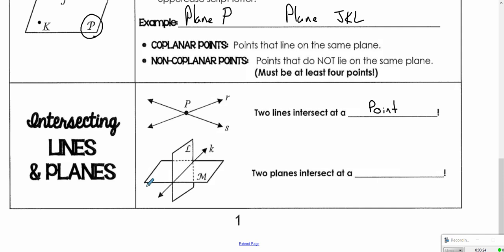When 2 planes intersect, so 2 flat surfaces like the ceiling and the wall in front of you, right? That corner of that room is a line, right? It's a line going across. The wall and the floor, there's a line right there. So 2 planes intersect at a line. So there's the basic notes for this first section.